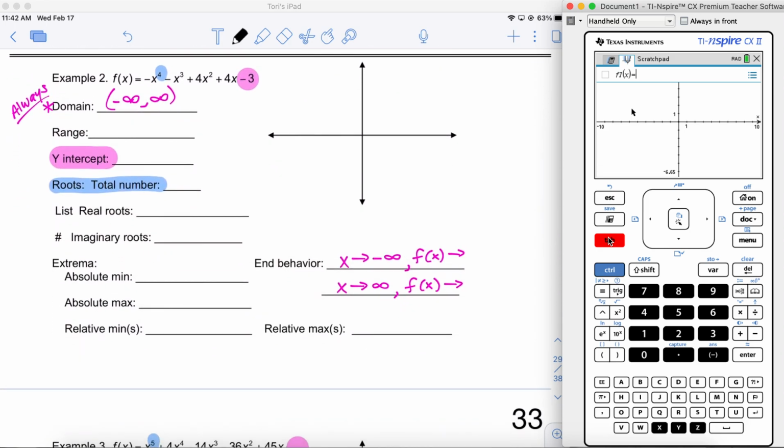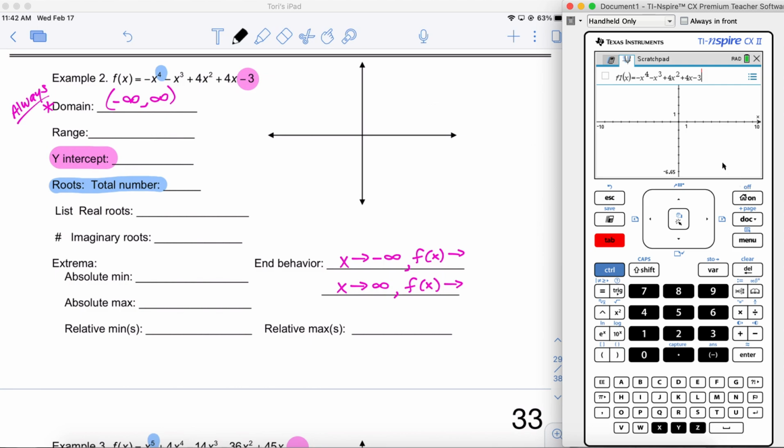All right. While you copy, I'm going to go ahead and type this into my equation. All right, hopefully you have that written down.